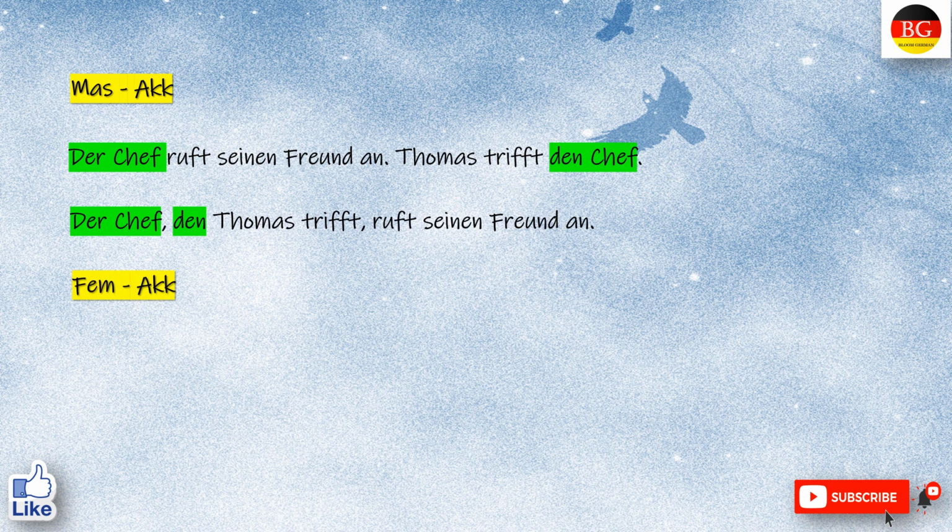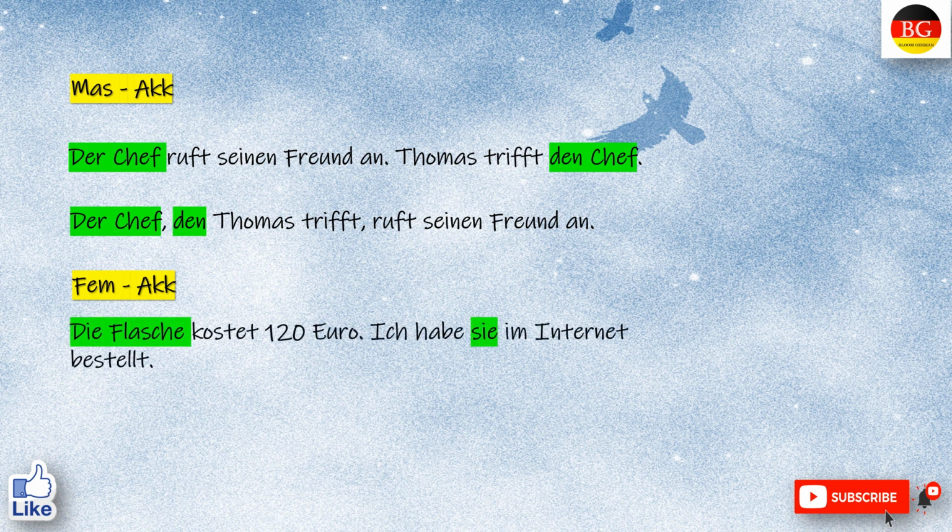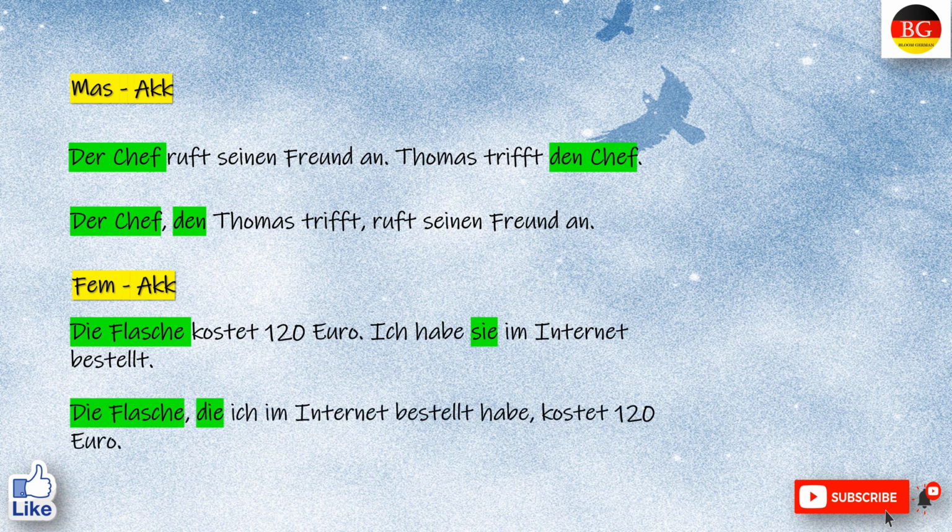Okay. Now we will take one more example. This time feminine accusative. Die Flasche kostet 120 Euro. Ich habe sie im Internet bestellt. Okay, now what is the common part here? Always think about the common part for making the relative sentences. Okay, here the Flasche is the common part. Now what the sentence will be? Die Flasche, comma, die ich im Internet bestellt habe, kostet nur 120 Euro. Richtig?